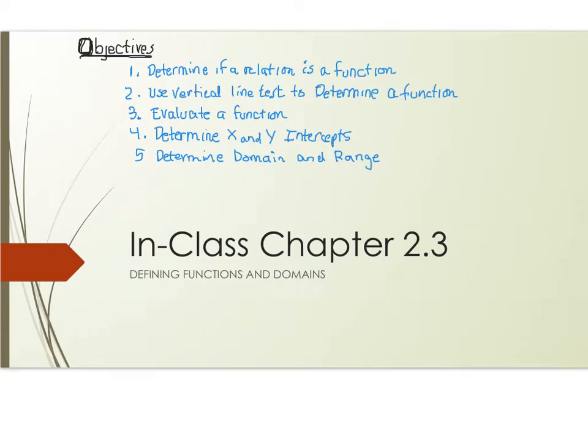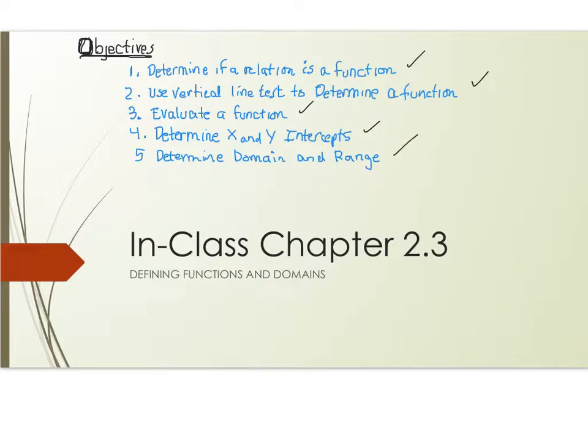So in class for chapter 2.3, we talked about the following objectives. We determined if a relation is a function. We used the vertical line test to determine a function. We evaluated a function. We determined the x and y intercepts, and we determined the domain and range of a function.